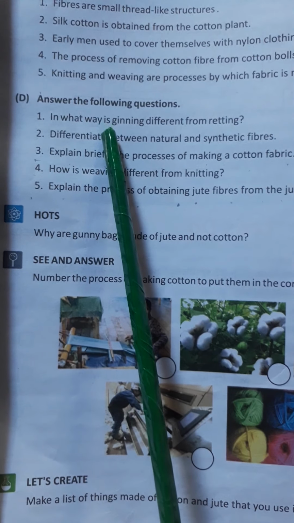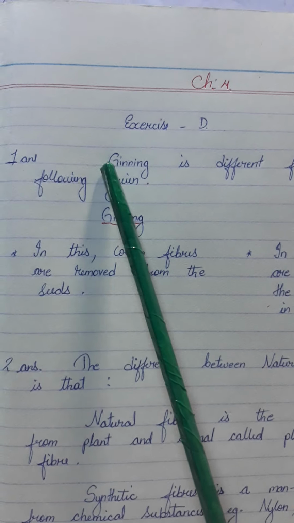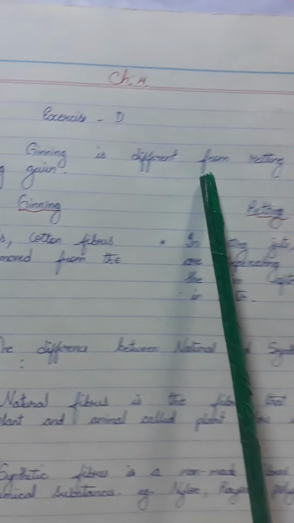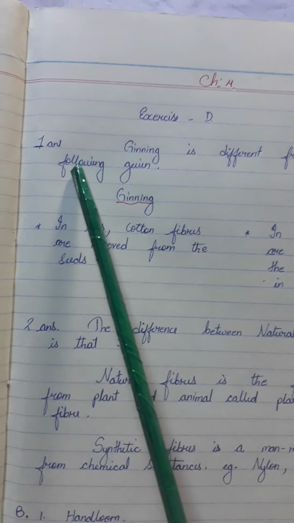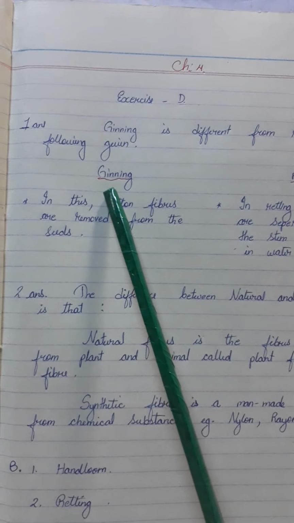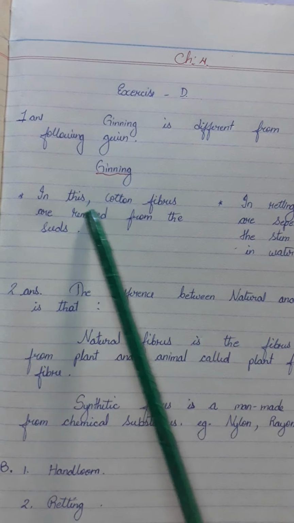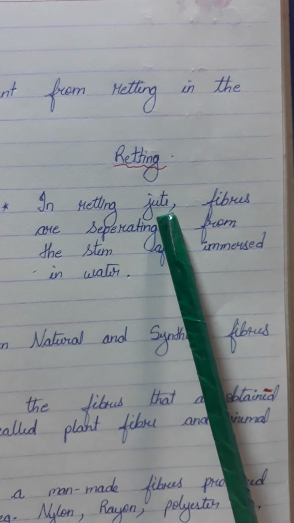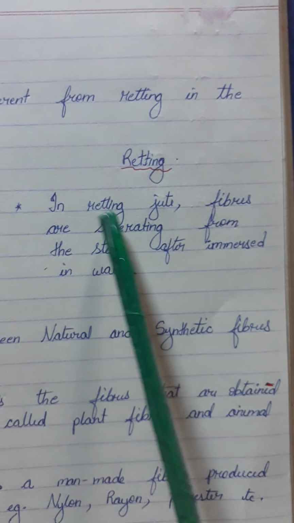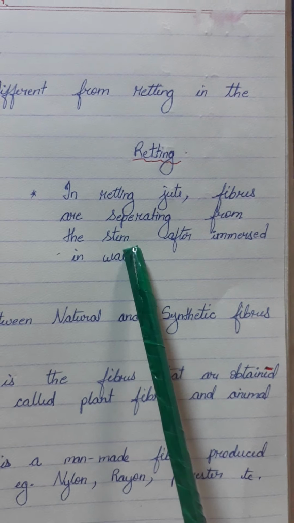In what way is ginning different from retting? The answer: ginning is different from retting in the following ways. Two columns, ginning and retting. Ginning: in ginning, cotton fibers are removed from the seeds. Retting: in retting, jute fibers are separated from the stem after being immersed in water.